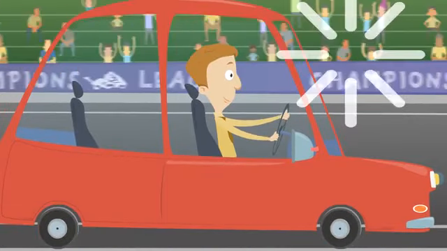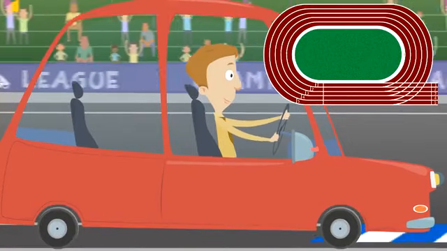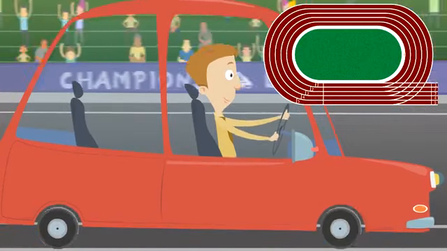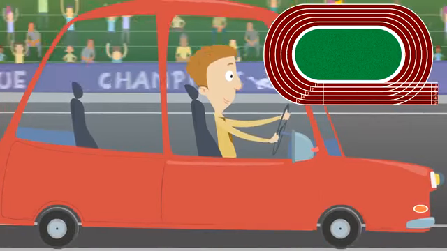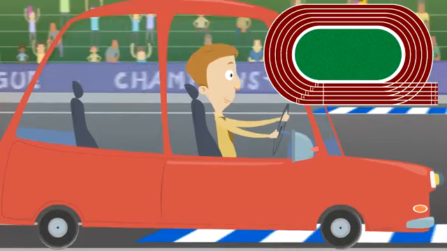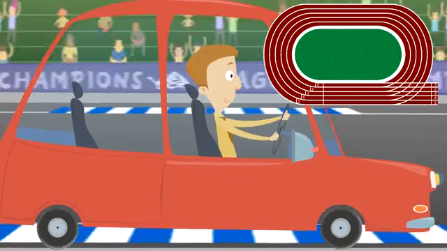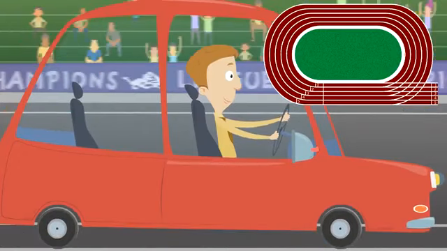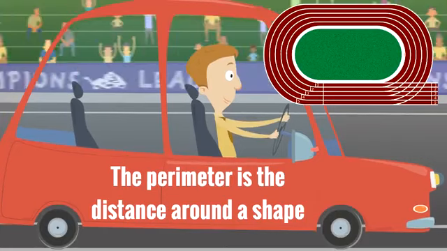Now imagine this is the race car course that I'm driving on, right? It's going around an oval. It's going around a shape. If I was wondering, how far is it around the track? What's the distance around the shape? Then I would need to know the perimeter. The perimeter is the distance around a shape.